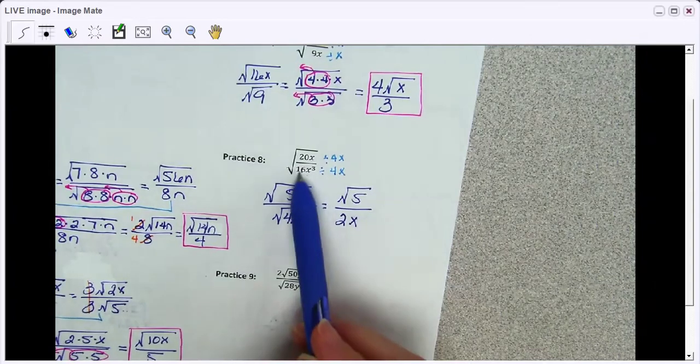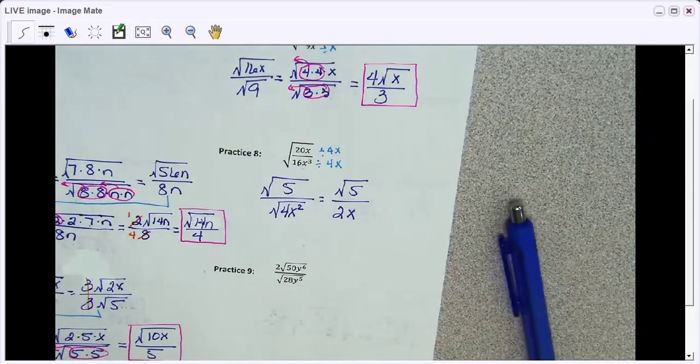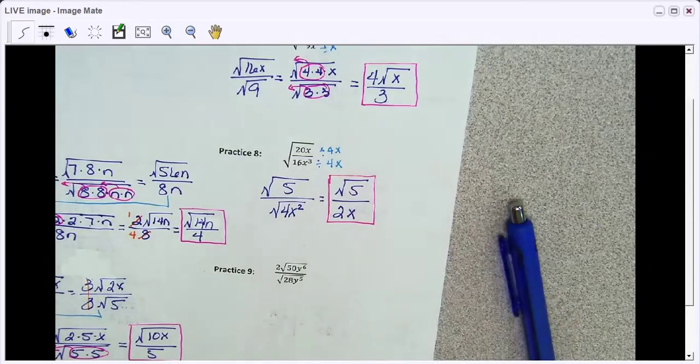Now, if you would have square rooted this, then you would have had to rationalize the denominator. But again, you'll end up with the same answer. You just might have to do quite a bit more work.